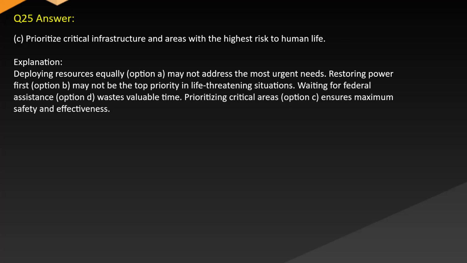Answer: C. Prioritize critical infrastructure in areas with the highest risk to human life. Explanation: deploying resources equally, Option A may not address the most urgent needs. Restoring power first, Option B may not be the top priority in life-threatening situations. Waiting for federal assistance, Option D wastes valuable time. Prioritizing critical areas, Option C ensures maximum safety and effectiveness.